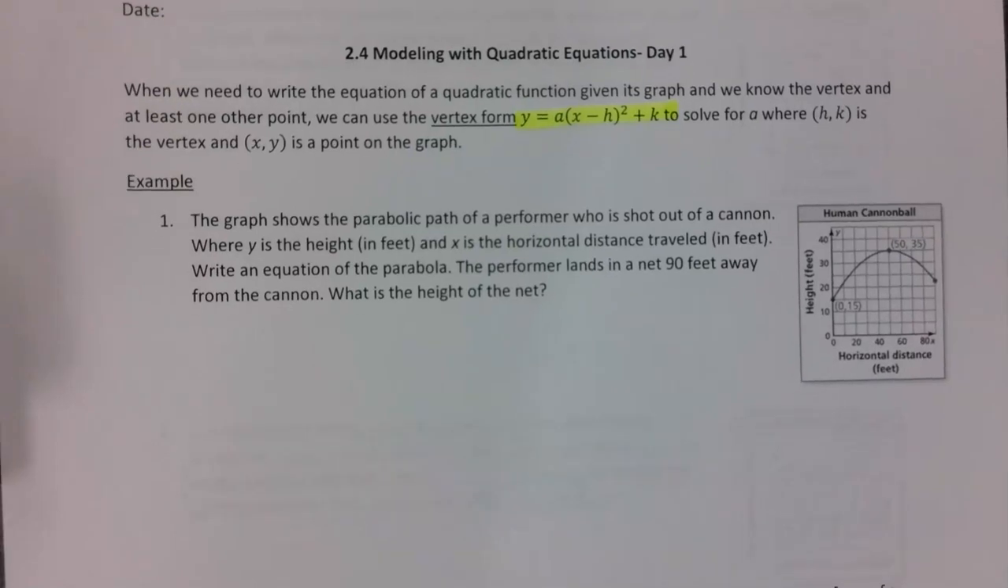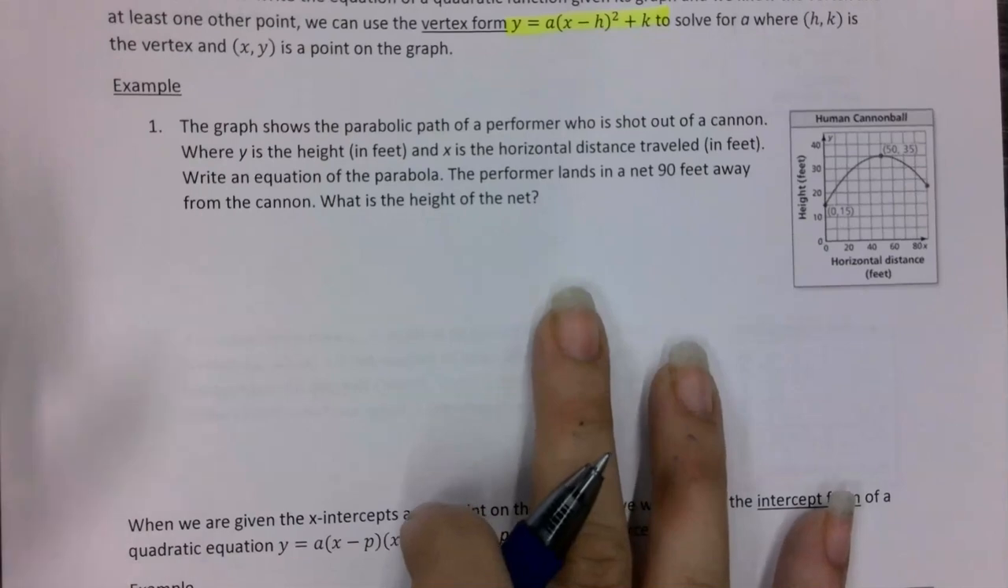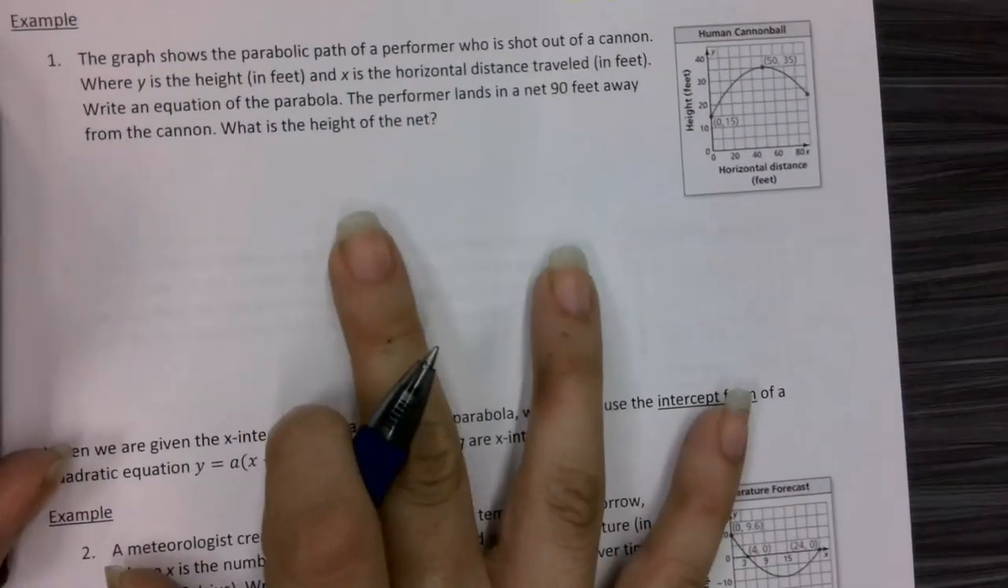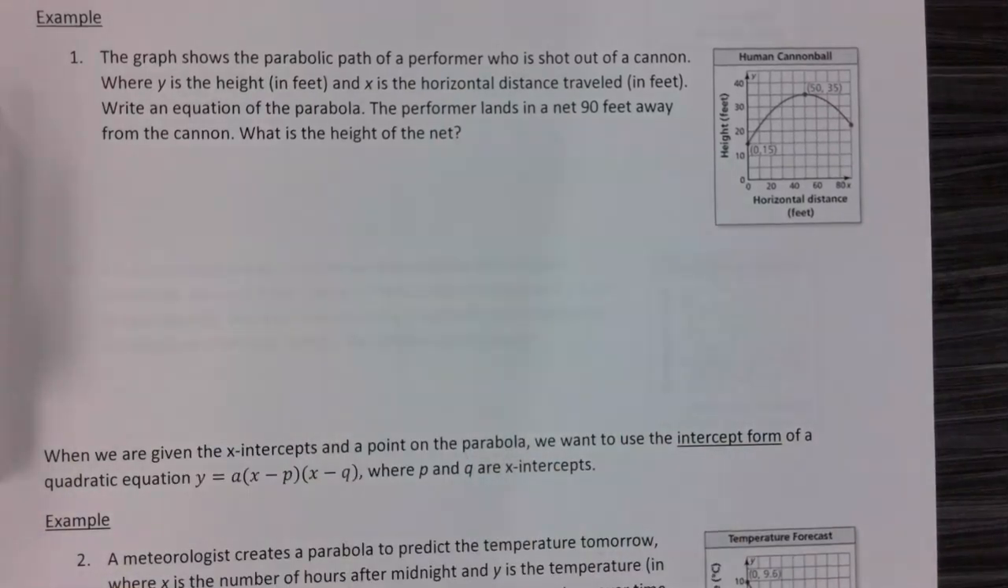So if I take a look at number 1, it tells me that this is showing a graph of someone who's being shot out of a cannon. And y is the height in feet, and x is the horizontal distance, also in feet. And then we have to write the equation of this parabola to model his path. It tells us he lands 90 feet away from the cannon, and it wants us to find the height of the net. So what I need to do here is find my equation.